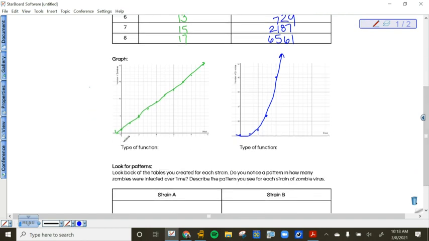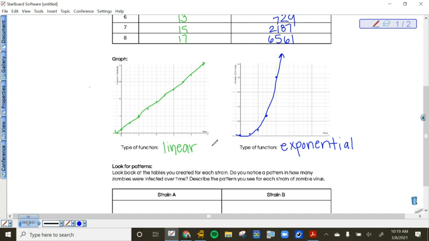So this is the difference between a linear relationship and an exponential relationship. A linear relationship has a constant slope. An exponential relationship goes faster and faster as time goes on. So this is a linear function and an exponential function.